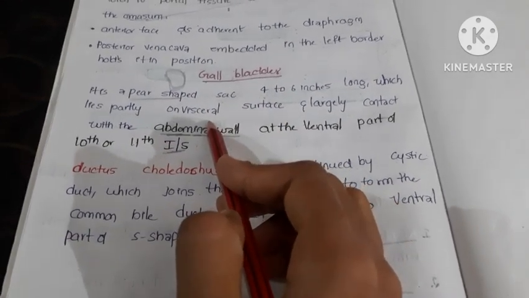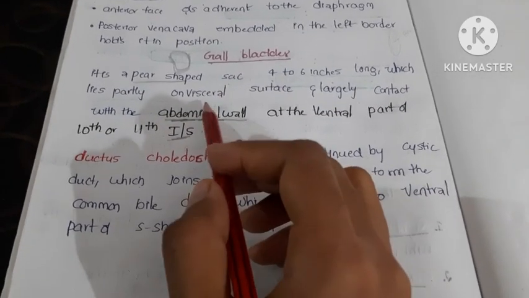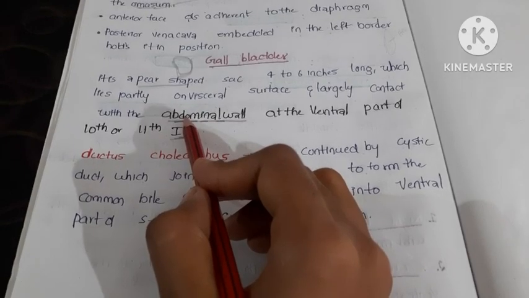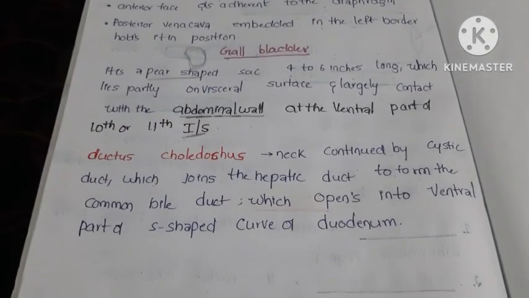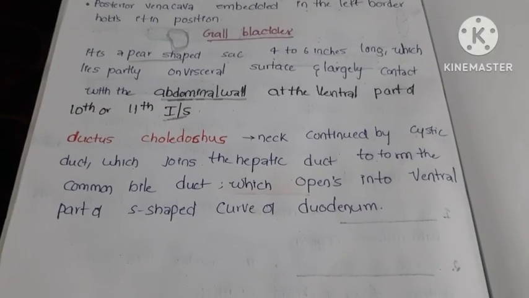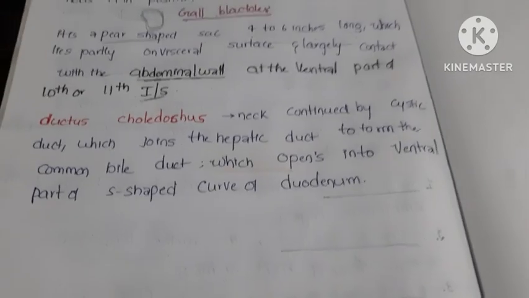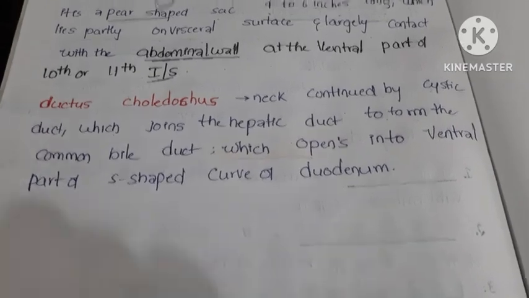It is located partly on the visceral surface and largely in contact with the abdominal wall. Which side is in contact with the abdominal wall? This is the ventral part, 10th and 11th intercostal space.